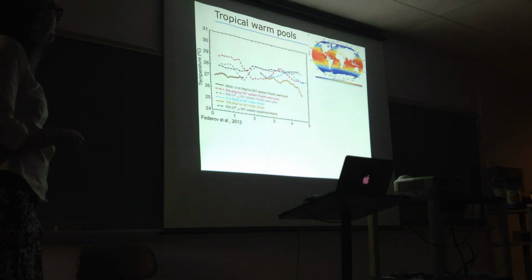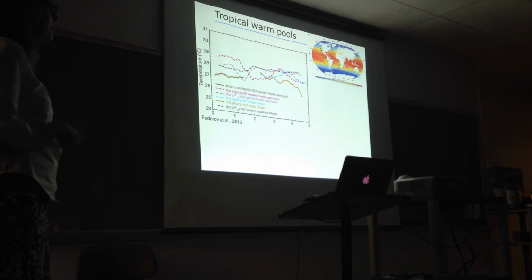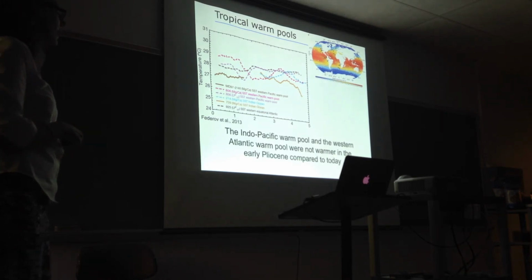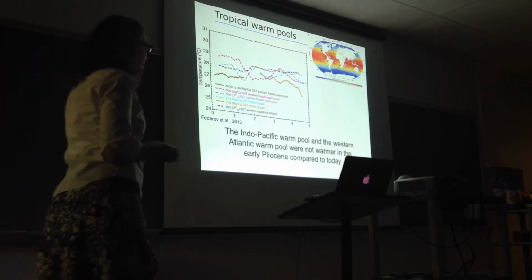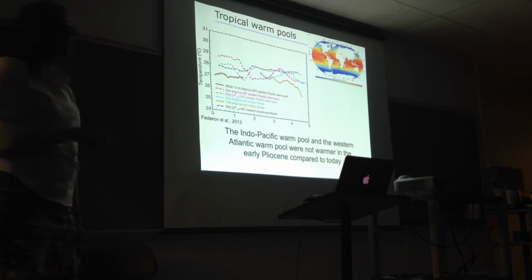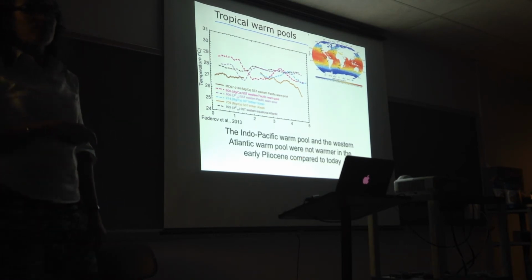And here's what they're doing. They're not doing anything. More or less, each record is basically a flat line. So the Indo-Pacific warm pool and the Western Atlantic warm pool were not warmer in the early Pliocene compared to today.